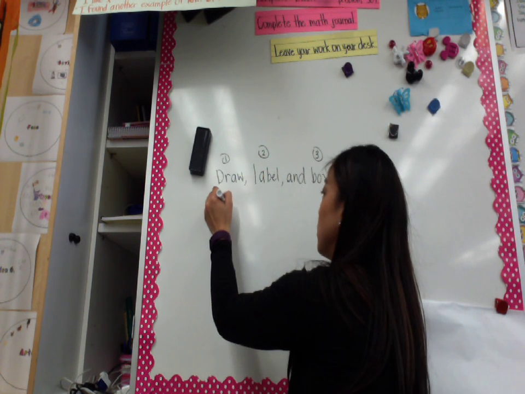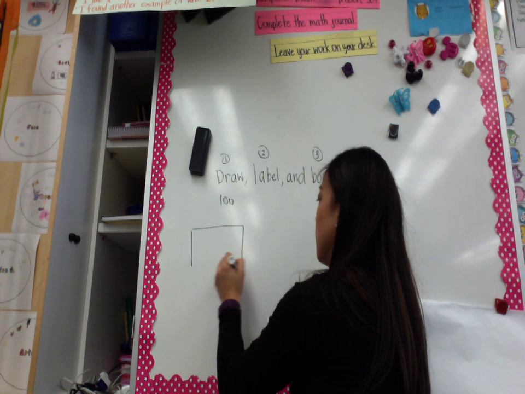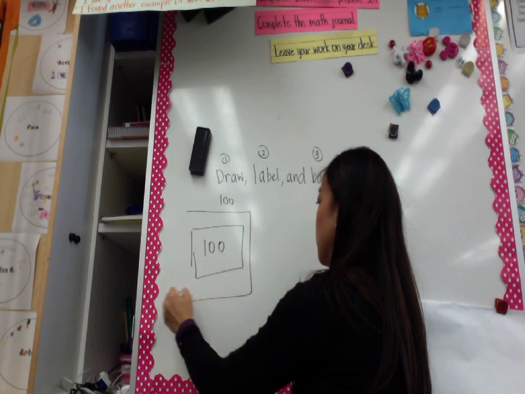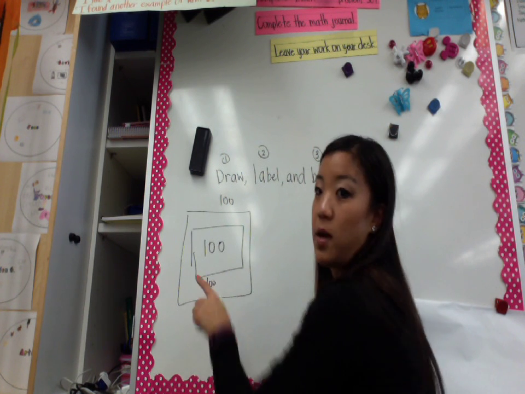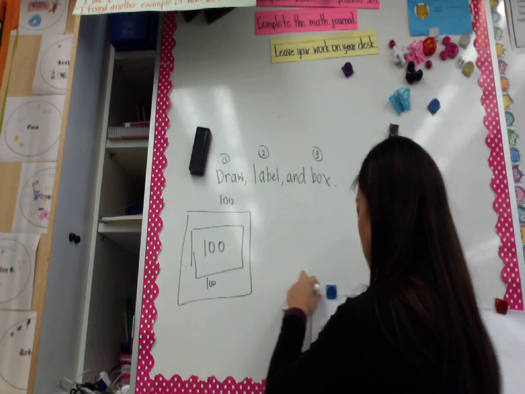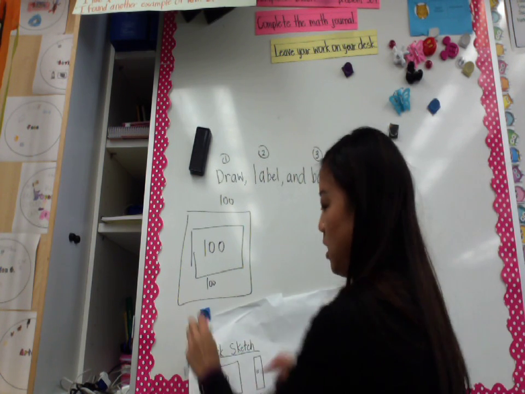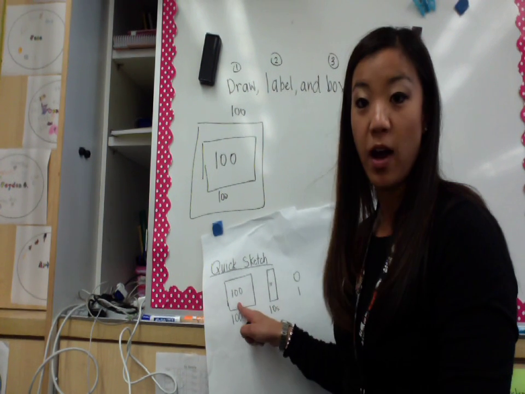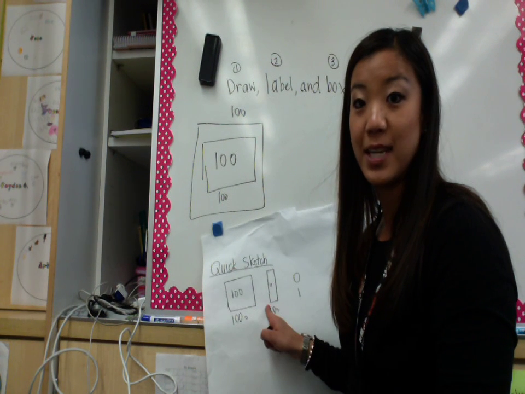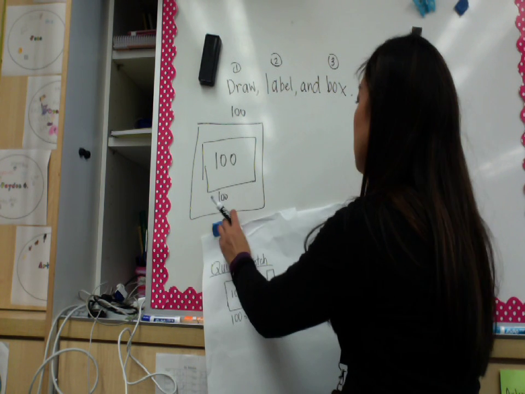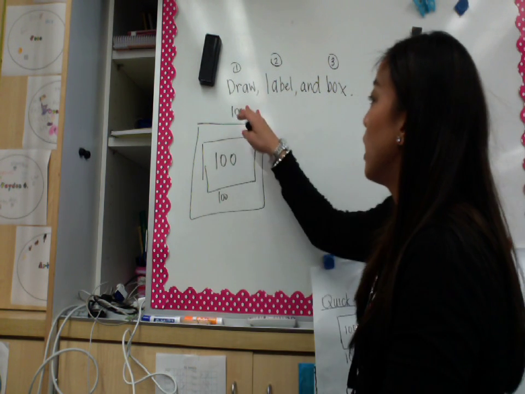Okay, so first you draw, then you label, and then you box it. So first you're going to have to draw, let's say, the number 100. So I'm going to draw it, and then I'm going to label it and box it. Okay, so I drew it. Here's my group of 100. Remember, you're doing a quick sketch. So these are the pictures you use for your quick sketch. You do a box with 100, a stick for the tens place, and you can write 10 in there, and a circle for the ones place. Okay? So I drew 100.